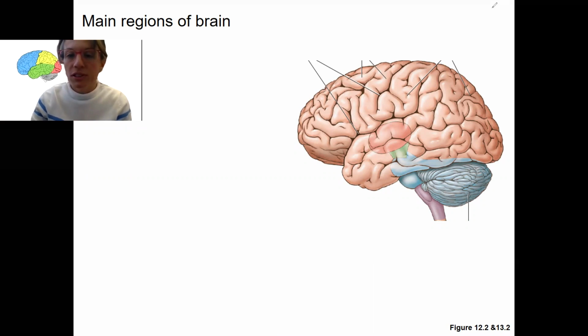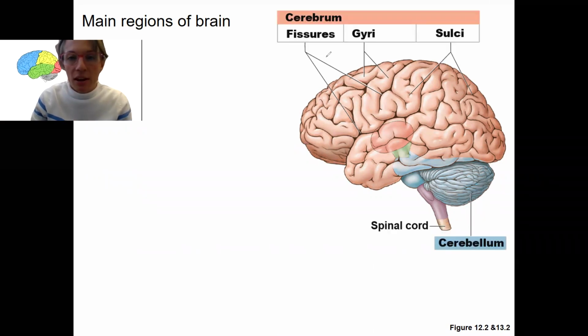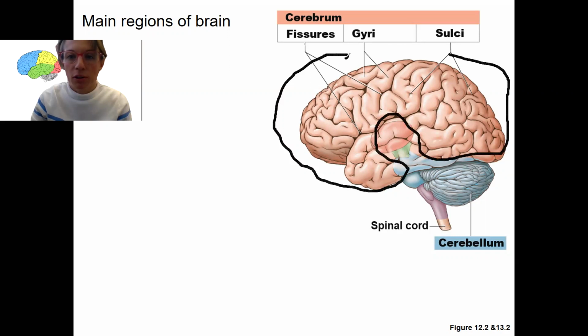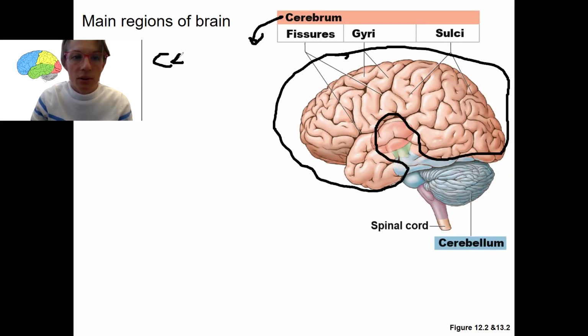So these grooves and ridges, these are the gyri and sulci, and these then make up the bulk of the cerebrum. The cerebrum is the largest portion of the brain in vertebrates, and the cerebrum is going to be composed of the cerebral cortex. This is the outside of the brain, the cortex, that has gray matter cell bodies on the outside.